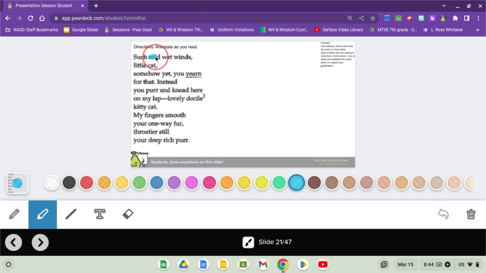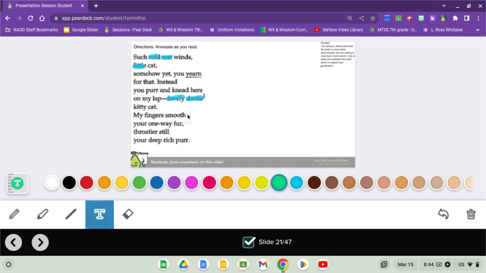Such cold, wet winds, little cat. Somehow yet you yearn for that. Instead you purr and need here on my lap. Lovely, docile kitty cat. My fingers smooth your one-way fur. And I know you're thinking smooth is an adjective, right, Mr. Surface? In this case, it's a verb. I'm going to smooth it out. Your one-way fur, throatier still, your deep, rich purr.